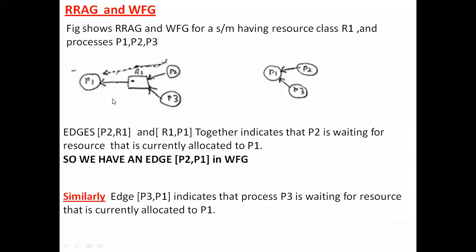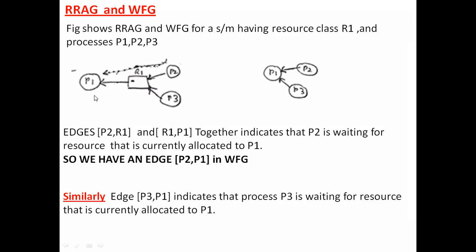Okay, so the same figure in RAG can be shown in the WFG simply by removing this particular resource R1. Hence, we have the figure in this manner. Okay, so where P2 and P3 are requesting for the process P1. So the edges P2 to R1 and R1 to P1, like this flow indicated by the dotted line, can be replaced with the solid line from P2 to P1. Okay, so same thing they have done.